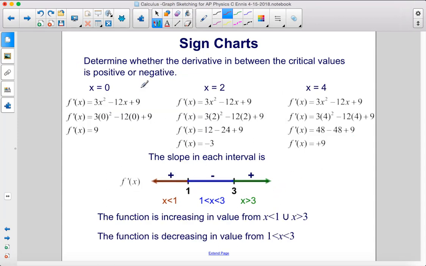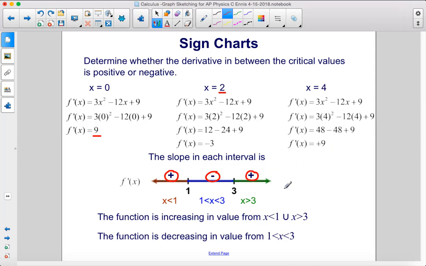Determine whether the derivative in between the critical values is positive or negative. All right, so we need a value that's less than 1, so we choose x equals 0. When we plug that into the derivative, we get a positive value of 9, so we get positive here. In between 1 and 3, well, we'll choose 2. When you plug 2 into the derivative, we get negative 3, so it's negative. And finally, we'll choose x equals 4 because that's over here on the right side. When you plug 4 into the derivative, we get positive 9, so we have a positive value.